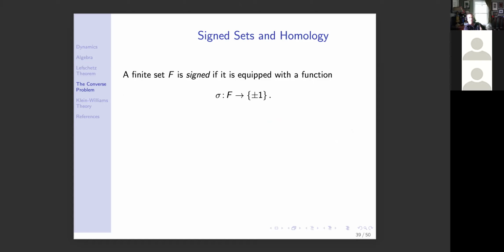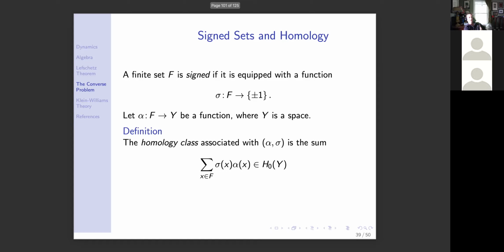So finally, there's another tool that I want to introduce. I want to say a finite set F is signed if it's equipped with a function to plus or minus 1. So it's called a signed set. It's a finite set with a function to plus or minus 1, so it's a label attached to every element of the finite set. And let alpha be a map from the finite set to a space Y. So now we have a signed finite set and a function from the finite set to a space Y.